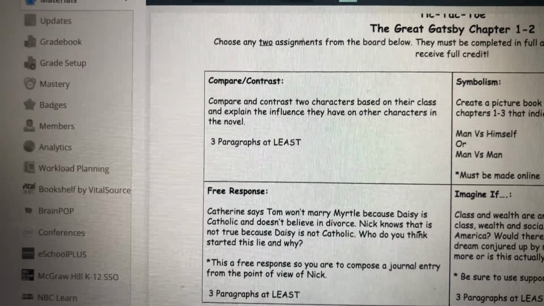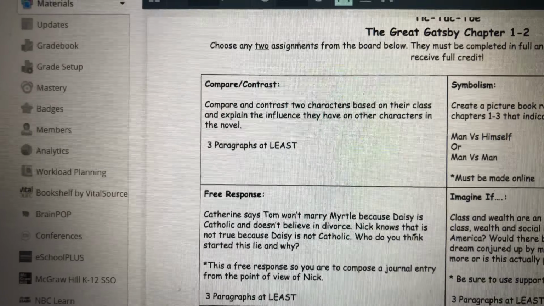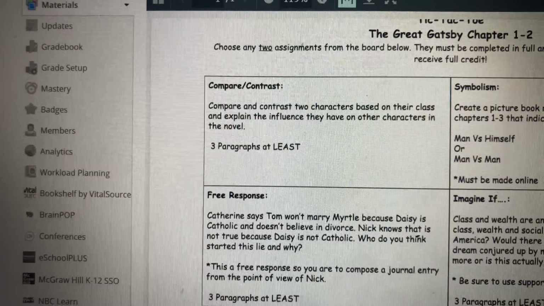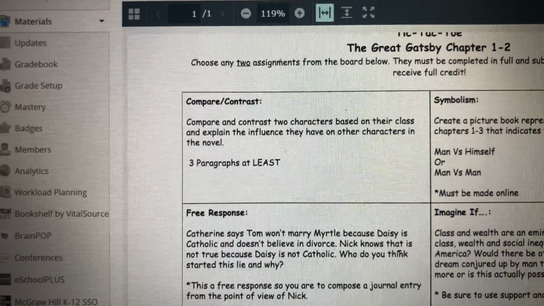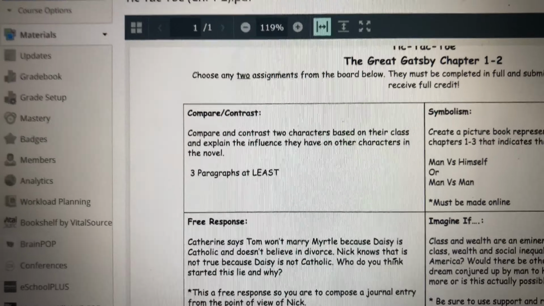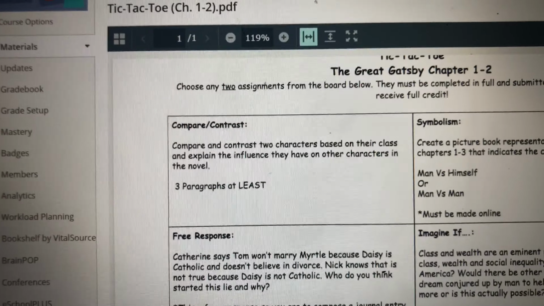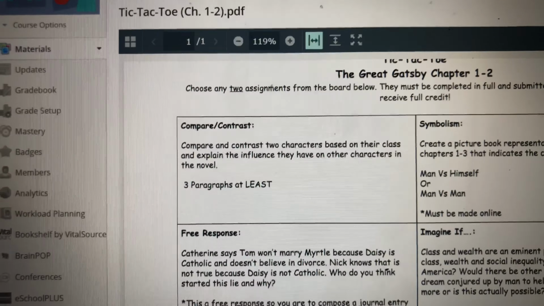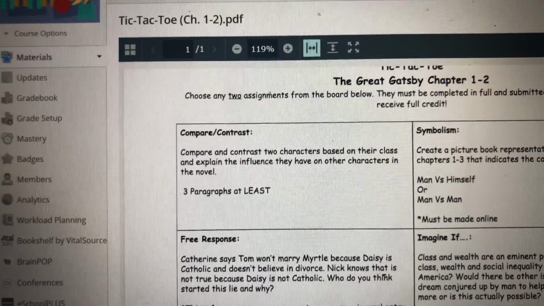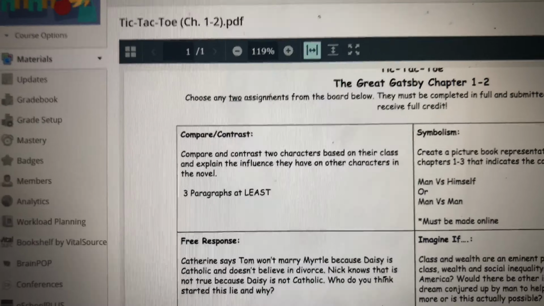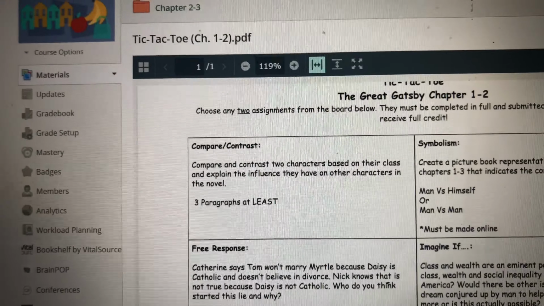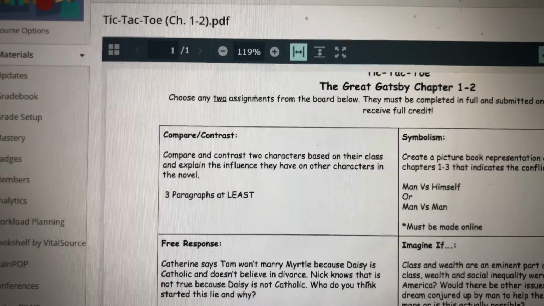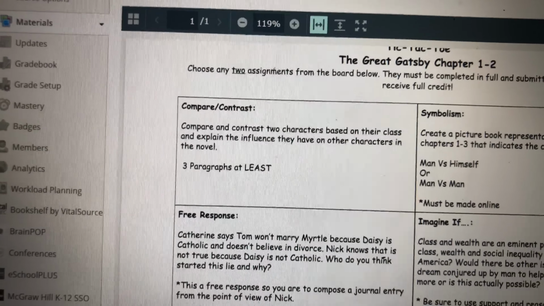So you guys have your upper class people, the people with more money, and then you have your lower class people, aka your Valley of Ashes. For this one, you guys are going to be comparing 2 characters, and you will meet those characters by the end of chapter 3, who are in those different classes, and explain how they influence the other. How does the rich influence the not so rich? How does the not so rich influence the rich? So on and so forth. So that'll be 3 paragraphs.